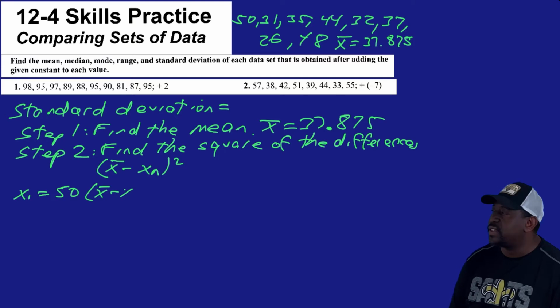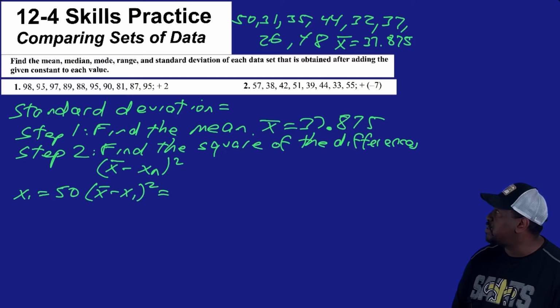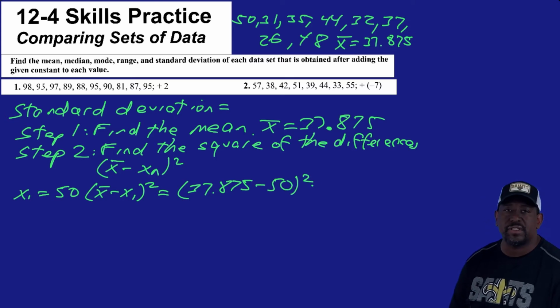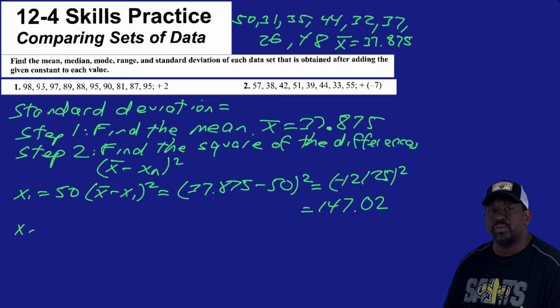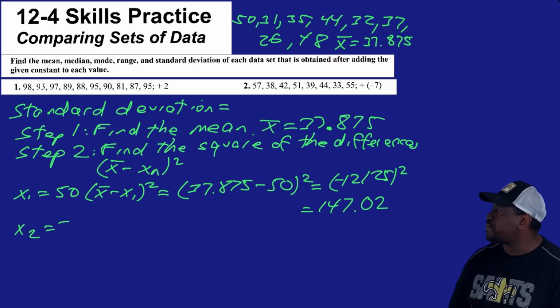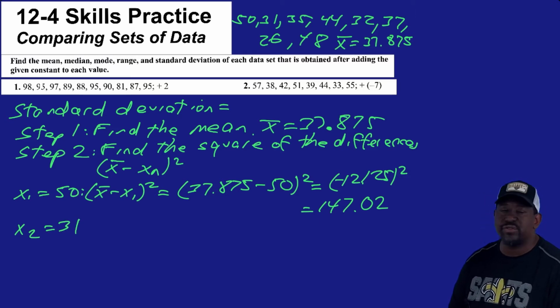First data point is 50, so we take the mean, which is equal to 37.875 minus 50, and we must square that. Whatever that equals is the square of the difference. So again, you get your calculator out. That will give us 37.875 minus 50 is negative 12.125. You square that value and you will get 147.02. I'm rounding to the nearest hundredth, which is 2 decimal places. You can round it any way you want.